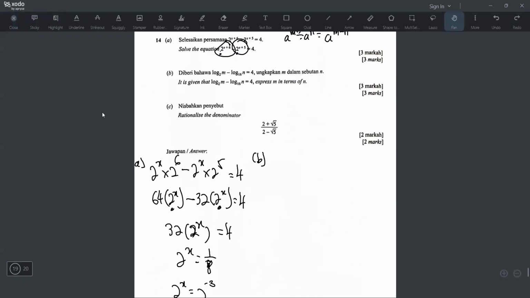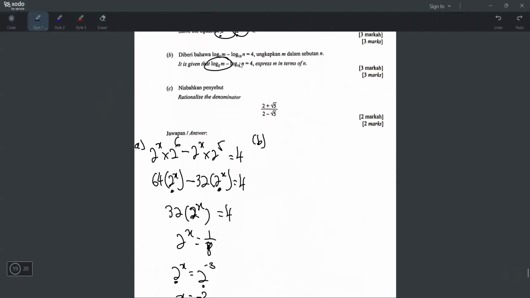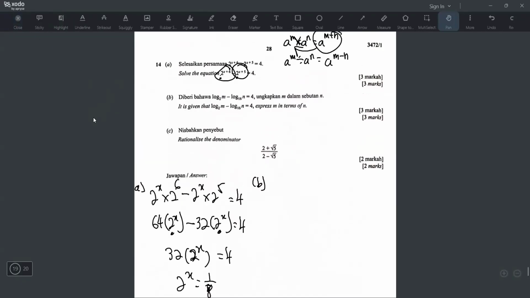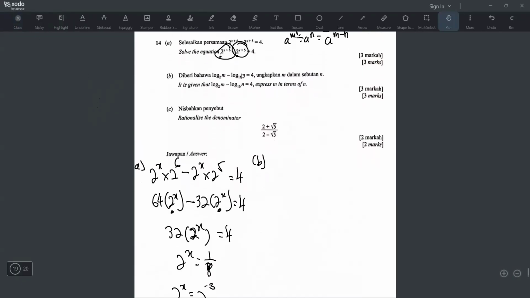Okay, let's do B. Okay, B is a log question. It doesn't matter whether it's log or indices, you always check the base. Indices ke log ke sama. You gonna make sure same base. If it's not same base, you cannot do. You have to be same base first.